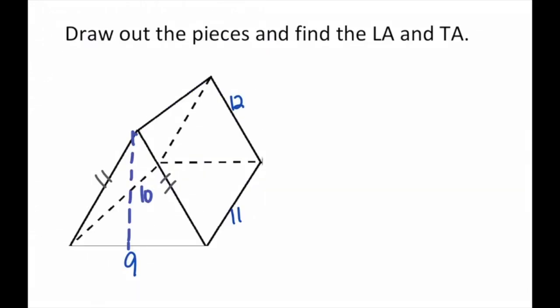All right, so looking at this first example that's on your practice sheet, it says draw out the pieces and find the LA lateral area and TA total area. I'm going to show you a video of someone who's actually taking apart each piece and finding the total area first. So I'm going to pause and show you that video real quick.